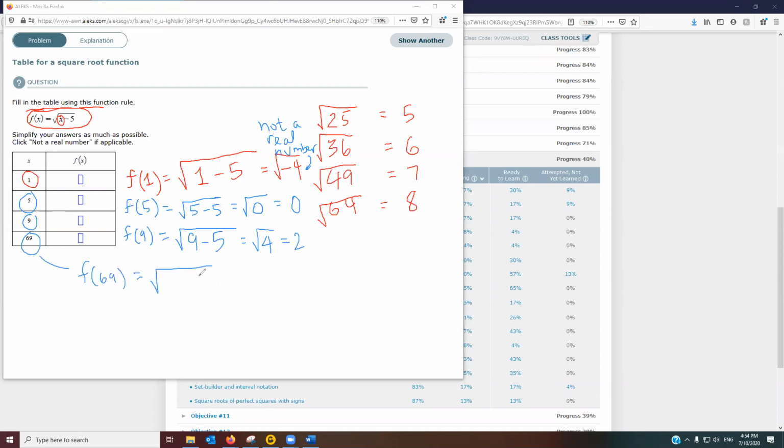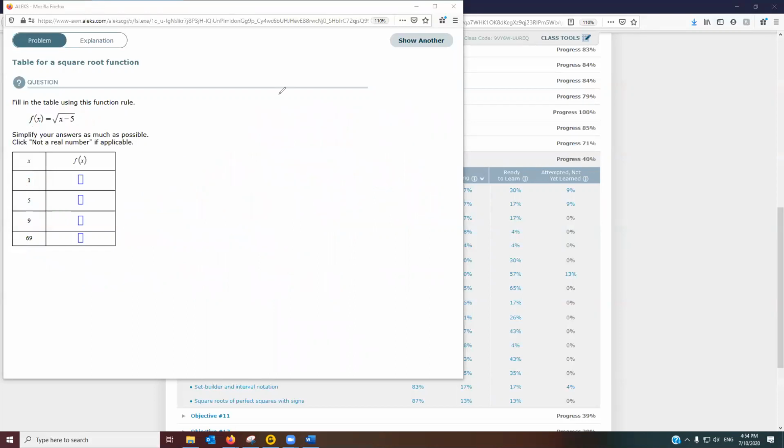Let's do one more, f of 69. That's asking me to take the square root of 69 minus 5, which is the square root of 64. That's asking me what number times itself equals 64. That answer is 8. All right, so in this question, just be careful. If you end up with a square root of a negative number, you've got to choose the answer choice that says not a real number. All right, let me do a few more.